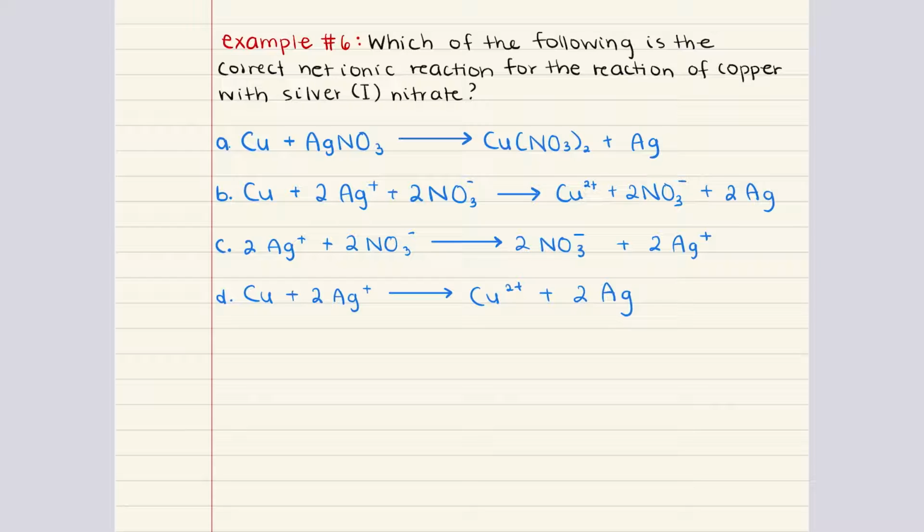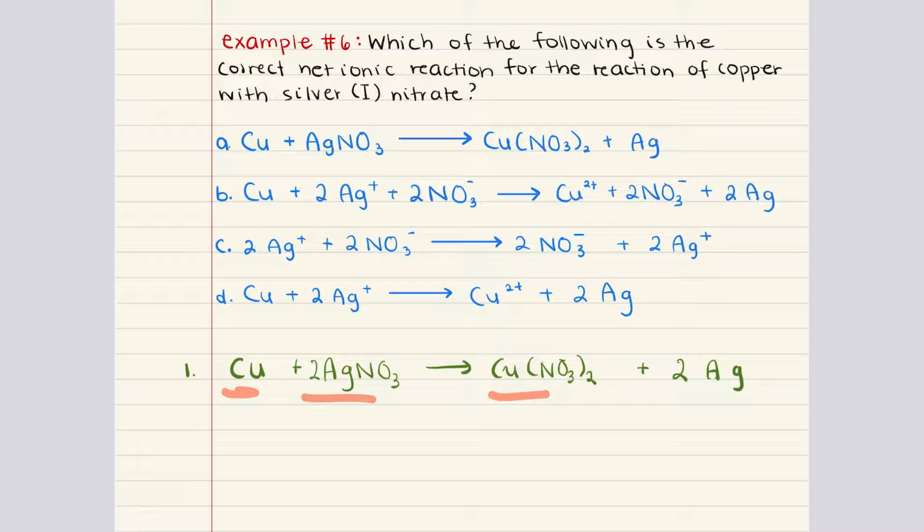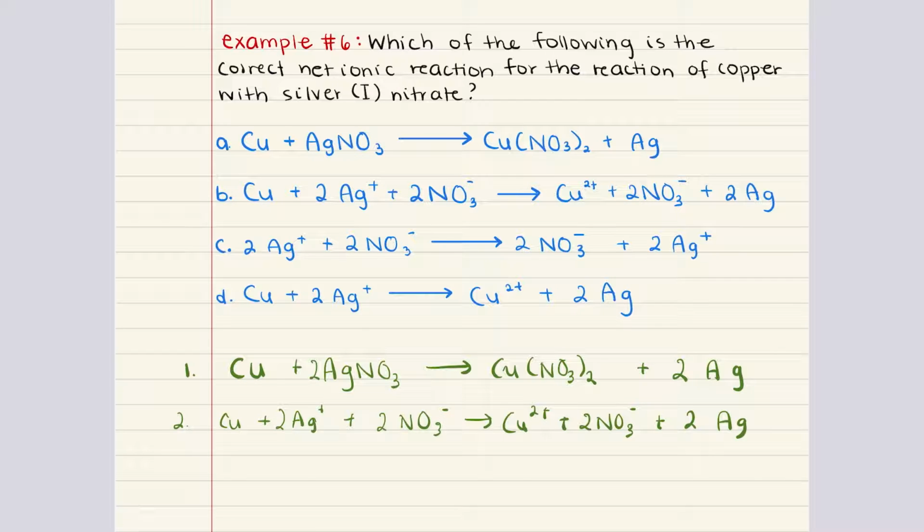First, we're going to start with the balanced molecular equation for the reaction. We have copper reacts with silver nitrate to form copper 2 nitrate and silver. So here we have the balanced molecular equation. Next, we want to write the total ionic equation by dissociating all of the strong electrolytes, all of the soluble salts, into their constituent ions. This gives us the following equation.